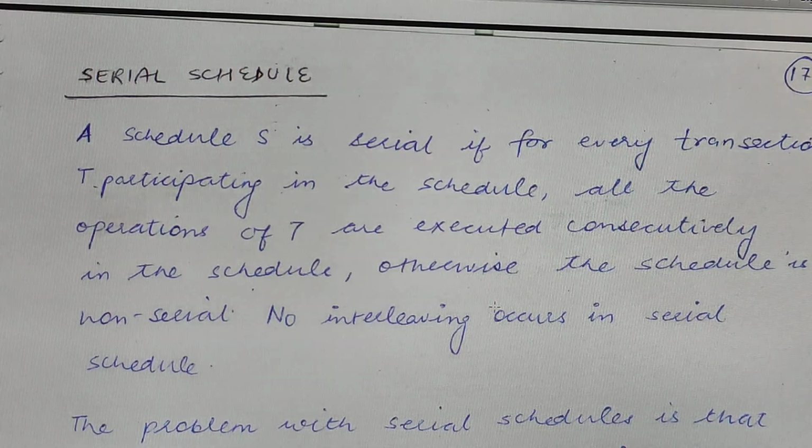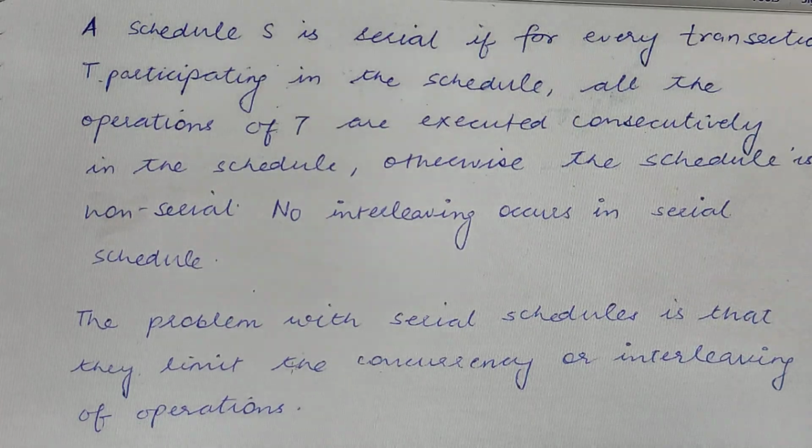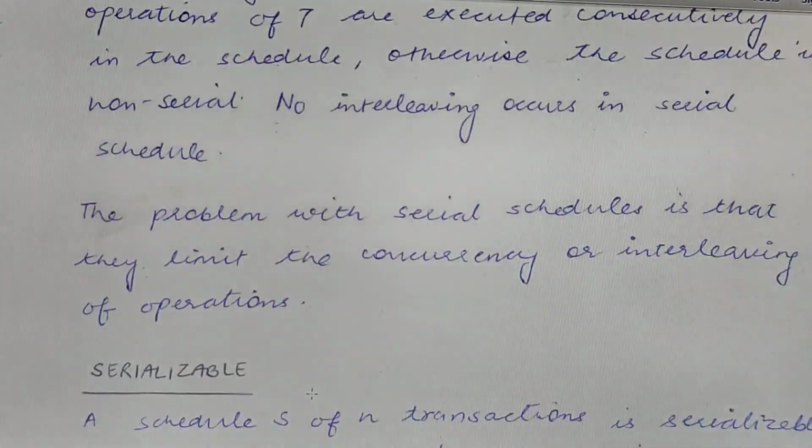Suppose we are having two transactions in the system, first we will perform all the operations of one transaction, then we will go to the operations of the second transaction. There is no interleaving. When there is no interleaving, then the schedule is known as a serial schedule where all the operations of each transaction are executed in a serial manner. If there is interleaving in the operations of the transactions, then it will be a non-serial schedule. Now, the problem with serial schedules is that they limit the concurrency or interleaving of operations. The thing I have just told you.